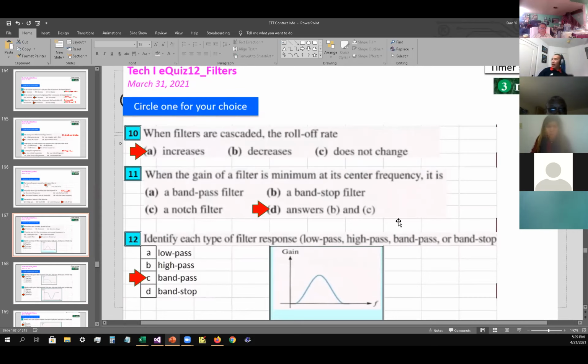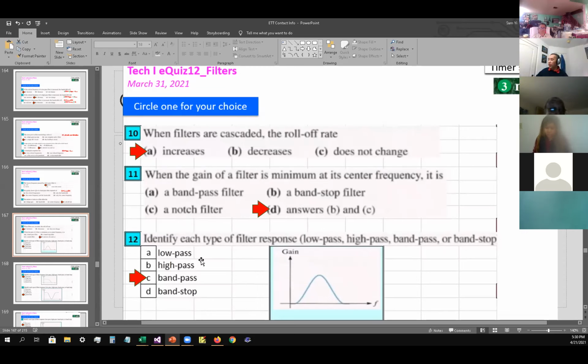Question 11, when the gain of the filter is minimum at the center frequency, it is called a band stop, a notch filter. So you have a frequency response something like this, and they want the minimum, which is here. This represents a notch filter or a band stop filter. So the answer is D for that one.